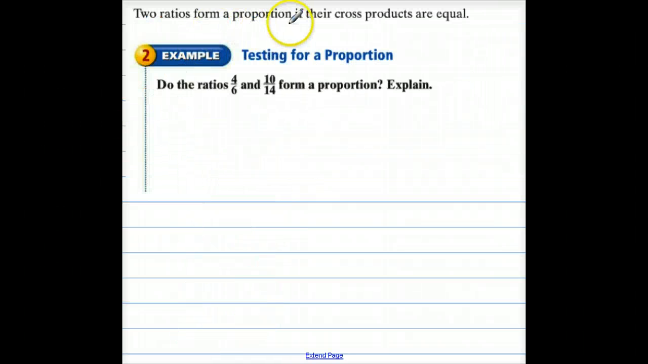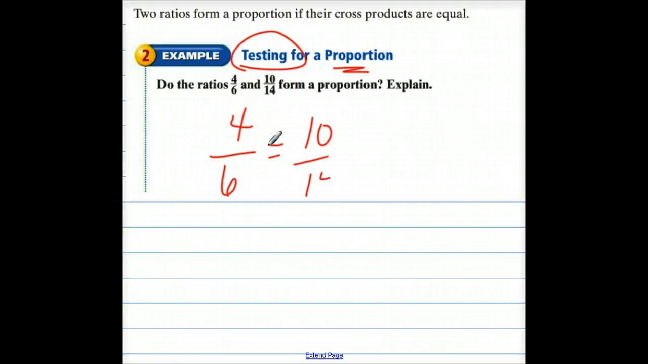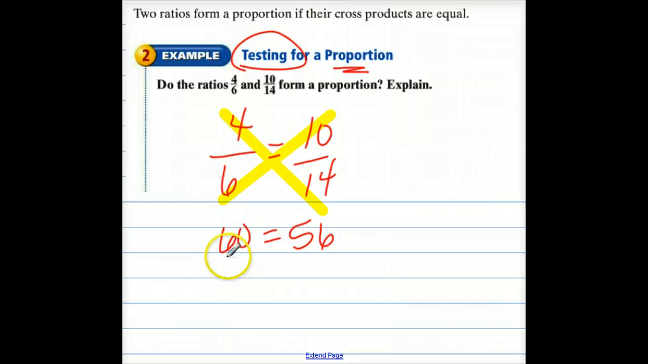Two ratios form a proportion if their cross products are equal. We've talked about this. So sometimes we're going to test to see if it really is a proportion, if it's really proportionate. So these two ratios, we want to know, are they proportional? I'm going to set them equal to each other. I'm going to find the cross products, 4 times 14 and 10 times 6. 10 times 6 is 60. 14 times 4 is 56. I see here that 60 does not equal 56. These two ratios are not a proportion.